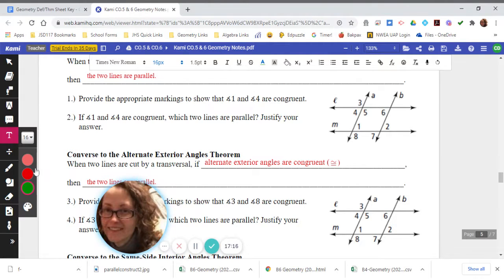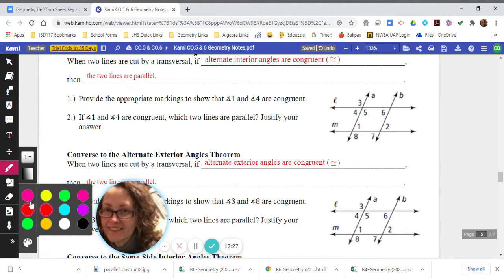So for question number 1, they want me to provide appropriate marks to show that angle 1 and angle 4 are congruent. Now let me grab a pen tool. I'm going to draw one arc at angle 1 and a single arc at angle 4 to match. That notation shows that angle 1 and angle 4 are congruent. If they are congruent, this question too is asking me which lines would be parallel.